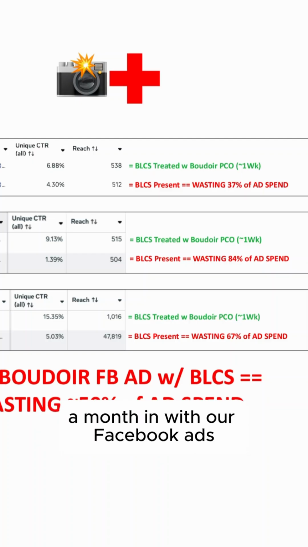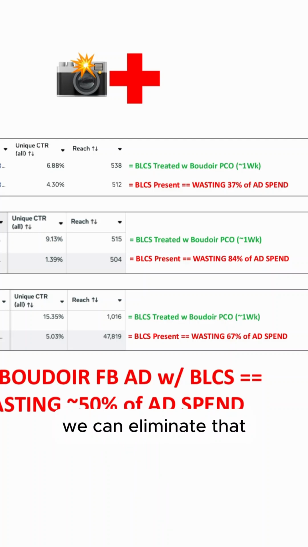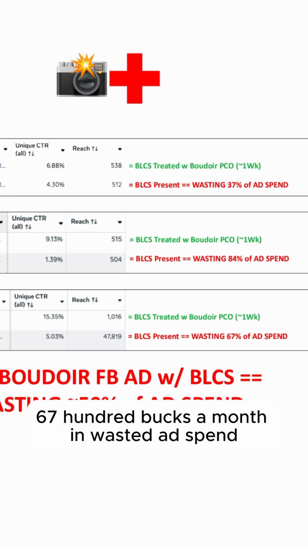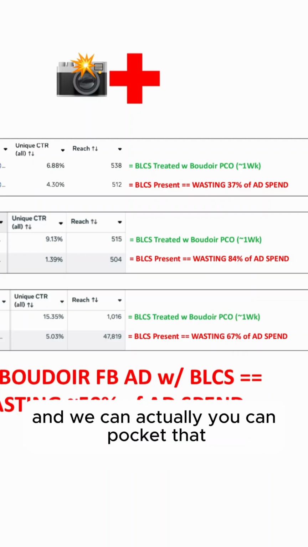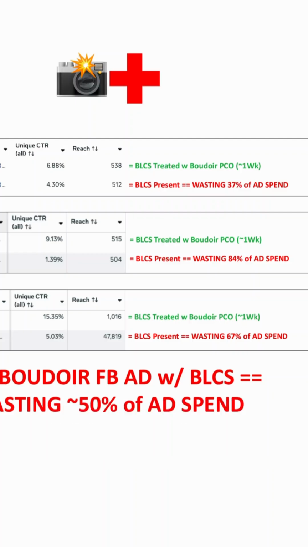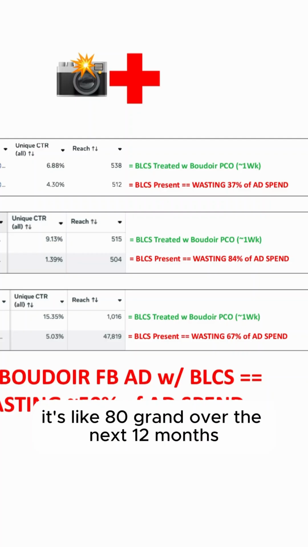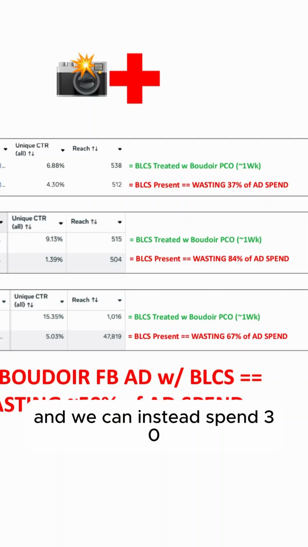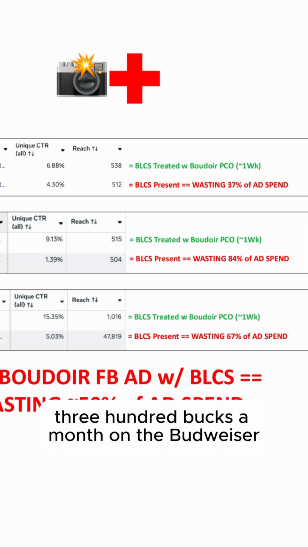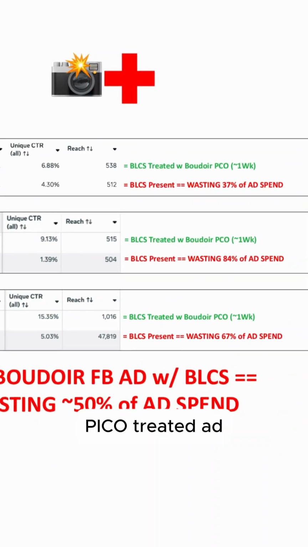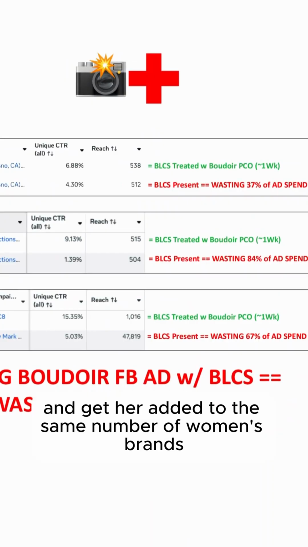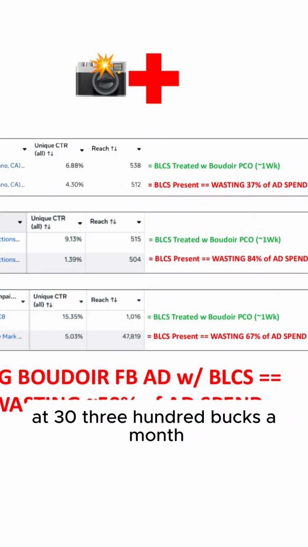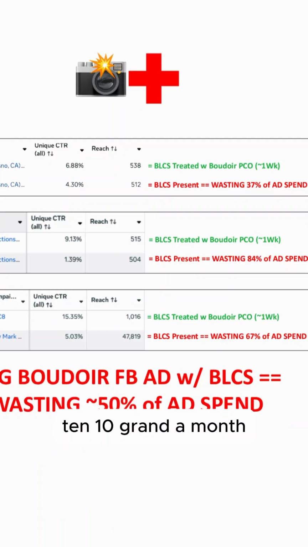So if you're spending 10 grand a month in Boudoir Facebook ads, we can eliminate that 6,700 bucks a month in wasted ad spend, and you can pocket that. It's like 80 grand over the next 12 months. It's kind of like a phantom bonus. And we can instead spend 3,300 bucks a month on the Boudoir Pico treated ad and get our ad into the same number of women's brains at 3,300 bucks a month compared to the original at 10 grand a month.